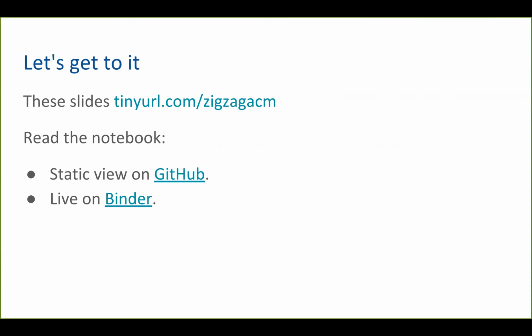So we can get into it. Again, if you don't have the slides, you can get them from tinyurl.com, zigzag ACM. And that will get you to these two links, which will get you to a Jupyter notebook that contains all the code. If you use the GitHub link, you'll get a static view of the notebook. So you'll see the code and the output, but you won't be able to execute the code. If you use that Binder link, you will get a live view of that notebook. You can run the code, you can change it, you can try out other examples. And you can do that now or anytime in the future.